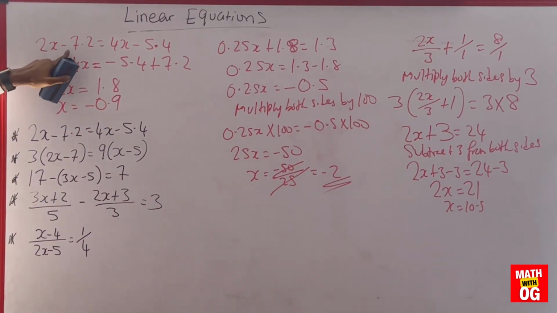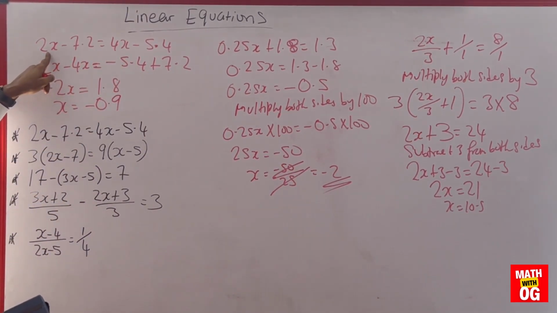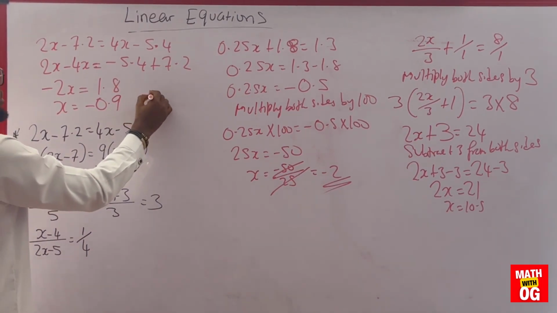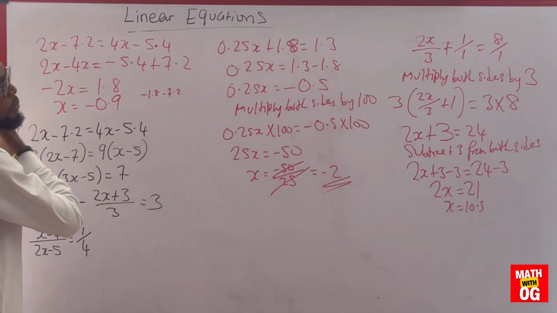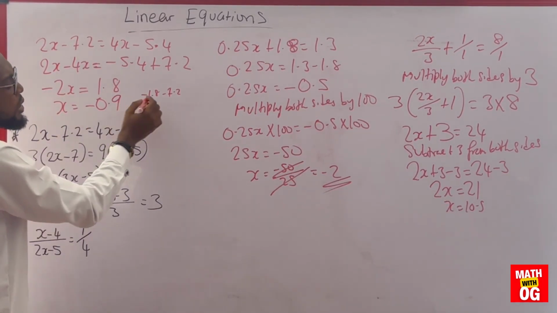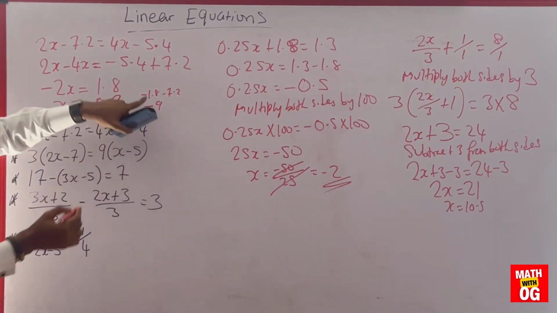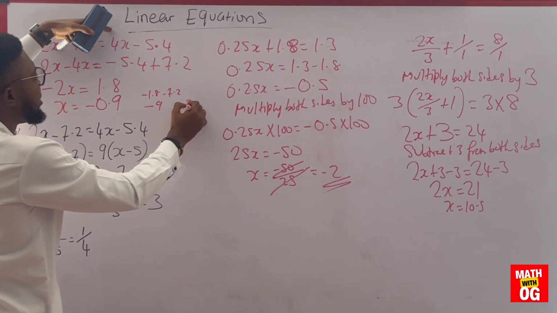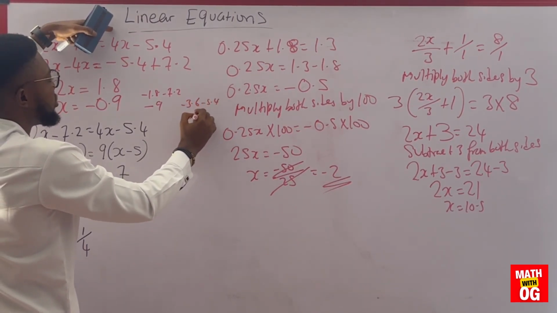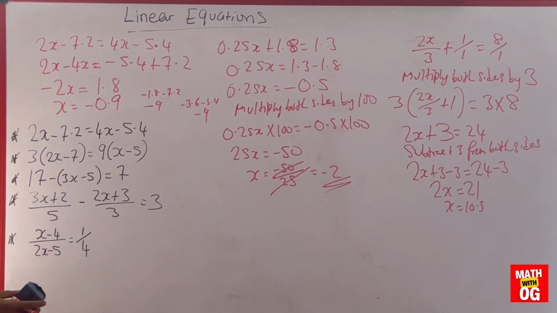So you can put that here, you find out that your answer will be correct. If I put negative 0.9 here, this will give me a negative 1.8 minus 7.2, so this should give me a negative 9. Let's put the same thing here. Negative 0.9 here will give me a negative 3.6, minus 5.4. This will give me a negative 9. So my left hand side is equal to my right hand side. So the answer is very correct. Now to the next question.